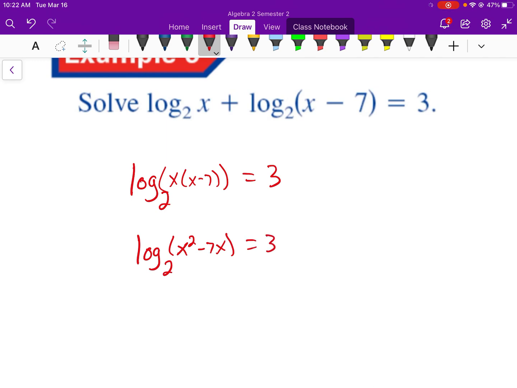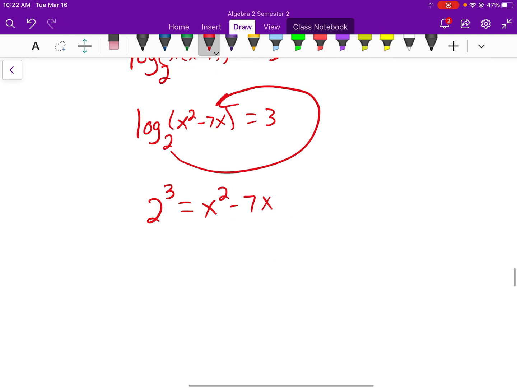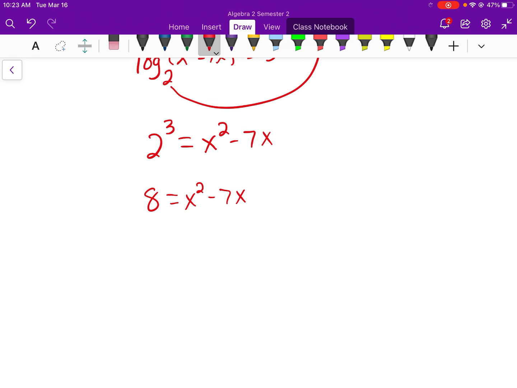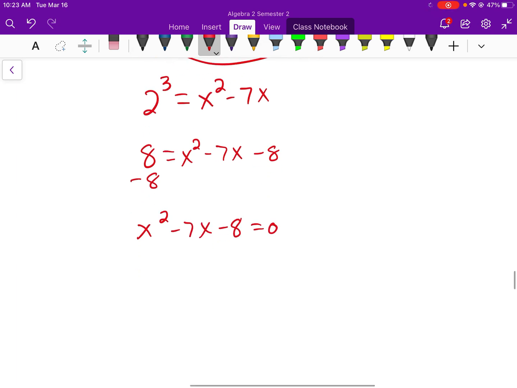We got 1 log equal to a value, therefore we're going to rewrite. We'll get 2 cubed is equal to x squared minus 7x, or 8 equals x squared minus 7x. Now we've got a quadratic. We've got x squared there, so we need to solve a quadratic. Whenever we do that, set it equal to 0. So we've got x squared minus 7x minus 8 equals 0.